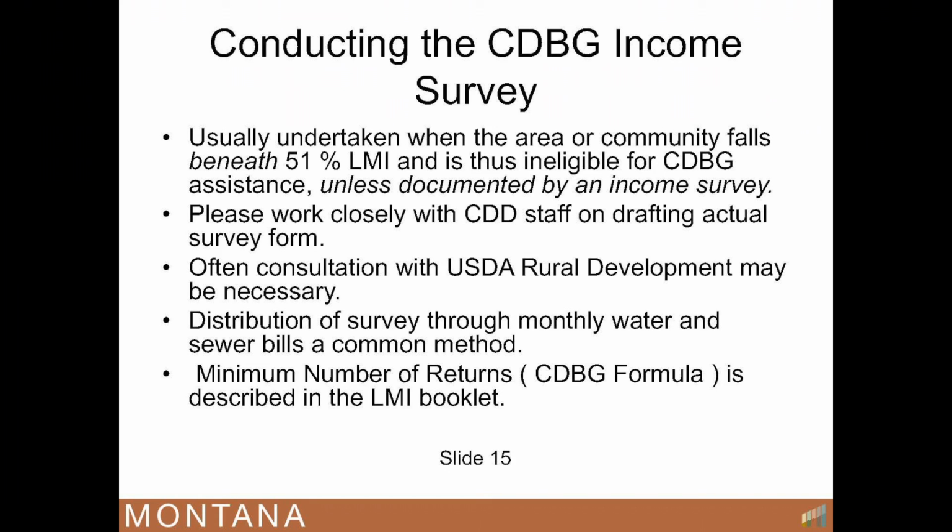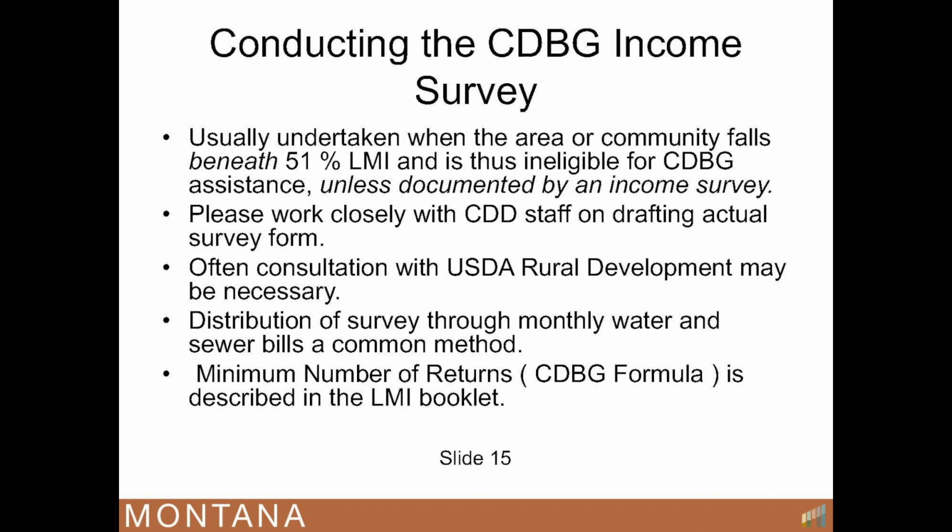Slide 15 illustrates the concept of conducting a CDBG income survey. Now, an income survey is usually undertaken when the area or community falls beneath 51% low and moderate income, according to the ACS data, and is thus ineligible for CDBG assistance, again, unless documented by a community-wide income survey.